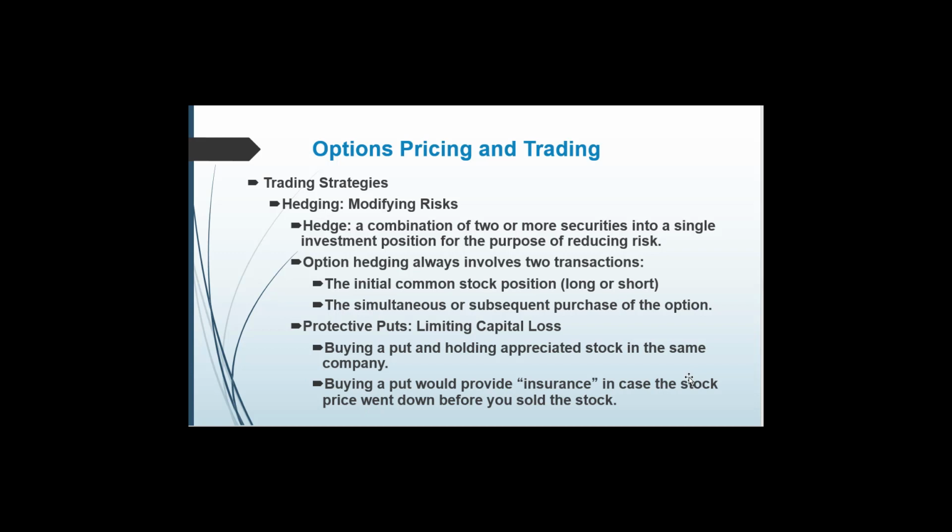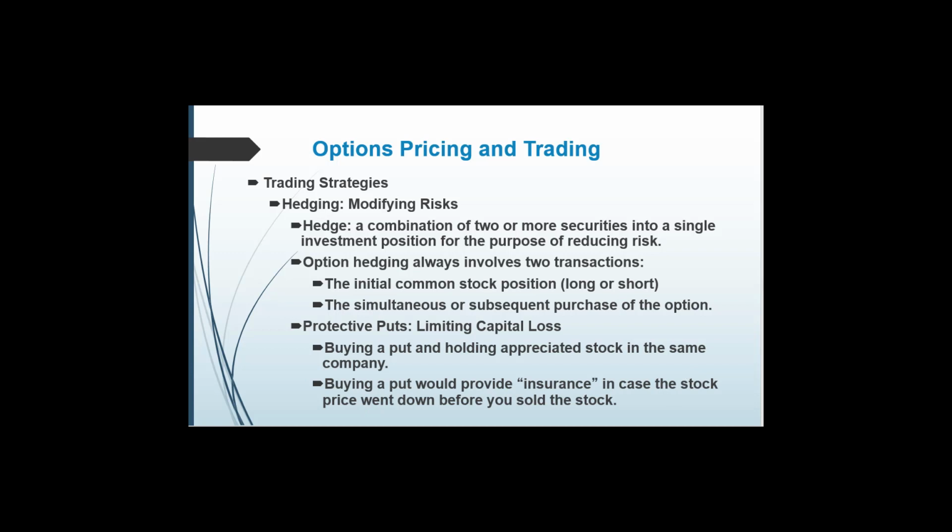Now, the other reason why people buy options is a process called hedging, or trying to reduce risks of their investments. So a hedge is a combination of two or more securities into a single position for the purpose of reducing risk. So it always involves two transactions. A transaction with a common stock, so you're either going to buy or sell short, and then there'll be the simultaneous or subsequent purchase of an option.